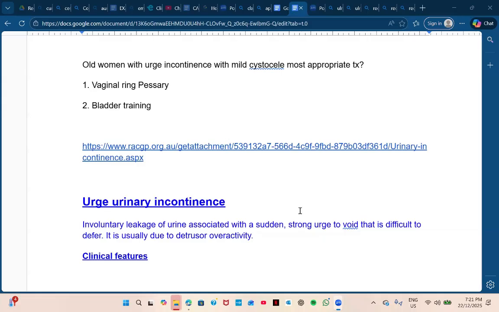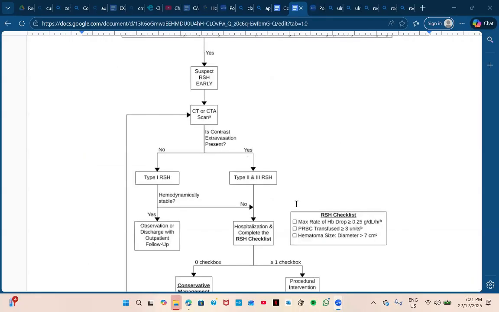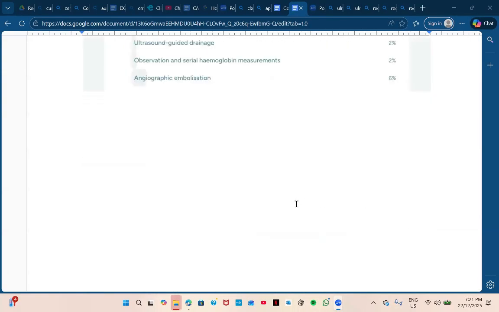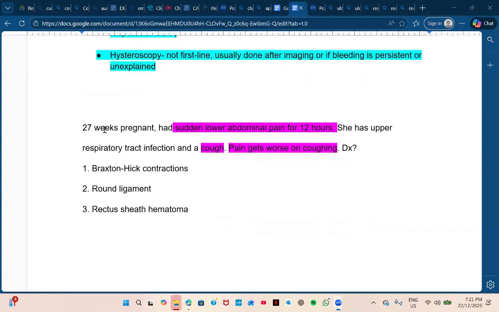But the best part in the last 2 days, actually last 3 days, is that at least you will get some kind of recall. For example, if you are doing the exam on Friday, you get this question. It's hard and confusing. In that case, you have studied Braxton Hicks contractions and how they happen. You know how the round ligament pain appears, how rectal sheath hematoma appears and how you should treat it.